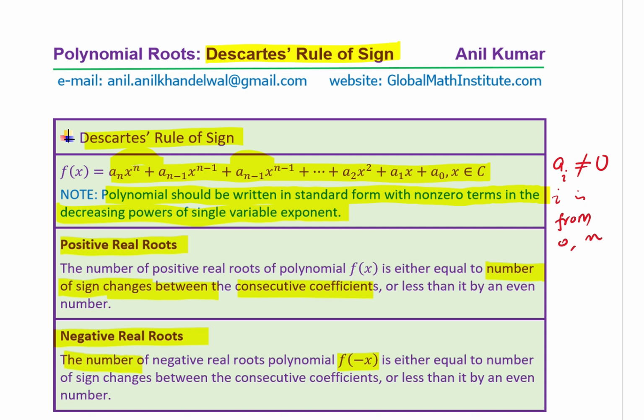So the number of negative real roots of a polynomial is either equal to the number of sign changes between the consecutive coefficients of f of minus x or less than it by an even number, correct? Slightly confusing. Let me take some examples to really understand this definition.